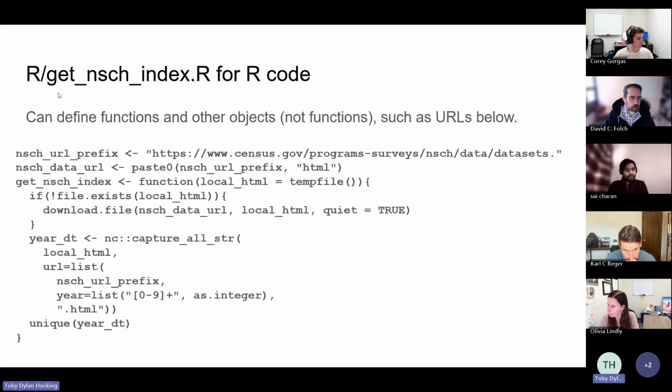So in our R subfolder, you put R files. So get_nsch_index.R has our code here, and we define a function, and then we can call that function later when we want to use the R package. This is the function for downloading the table of years of available data.